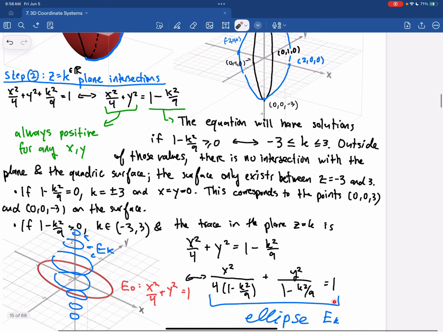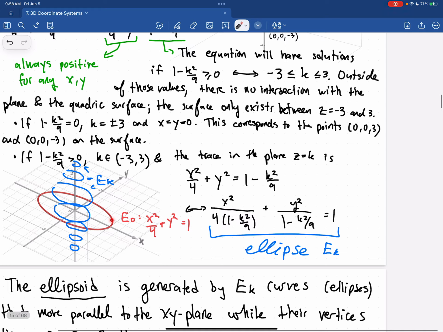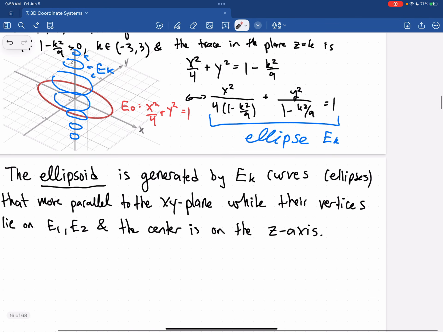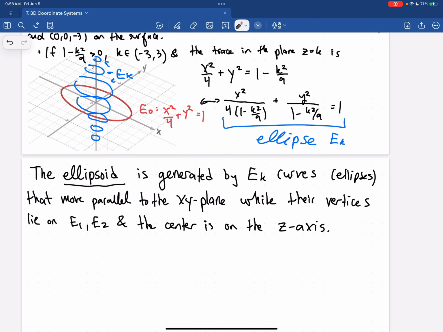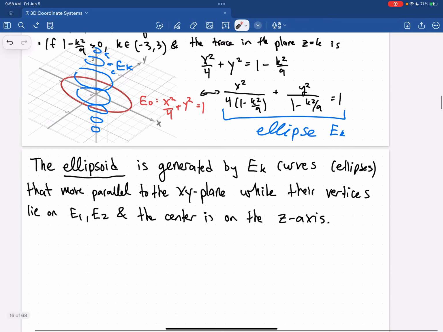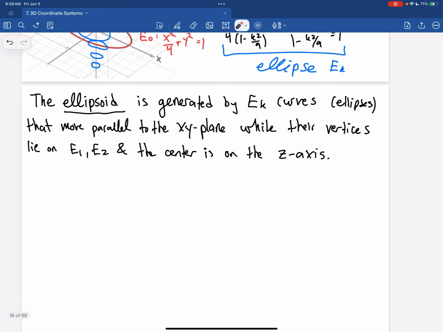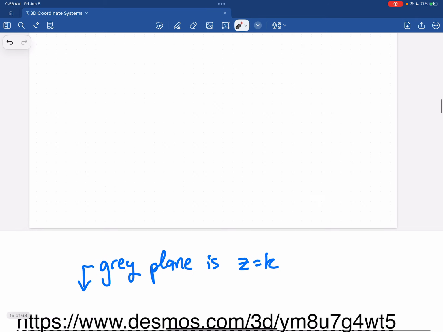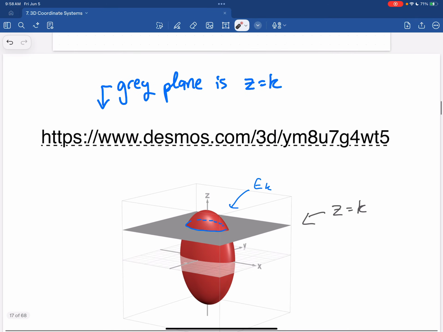And so here we get these ellipse EKs, so the ellipses that generate our surface, and this is our summary sentence of what the ellipsoid is. It's generated by ellipses that move parallel to the XY plane, while their vertices lie on the ellipses E1 and E2. And this one, we've said that it's centered on the Z axis, but you could actually do this from scratch as if it's centered elsewhere, and you would still get the same shape. Just because the ellipsoid is just all ellipses everywhere, all the way down. And if you'd like to get a closer look at this shape, you can use this Desmos link to get there.